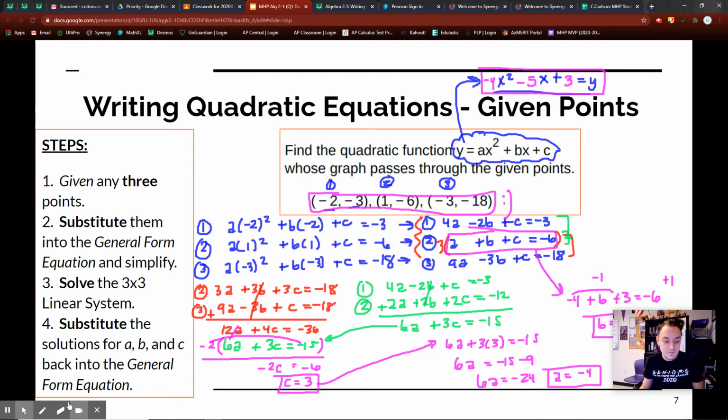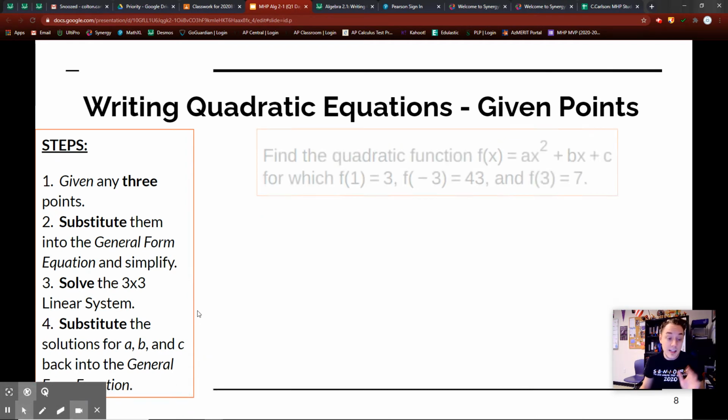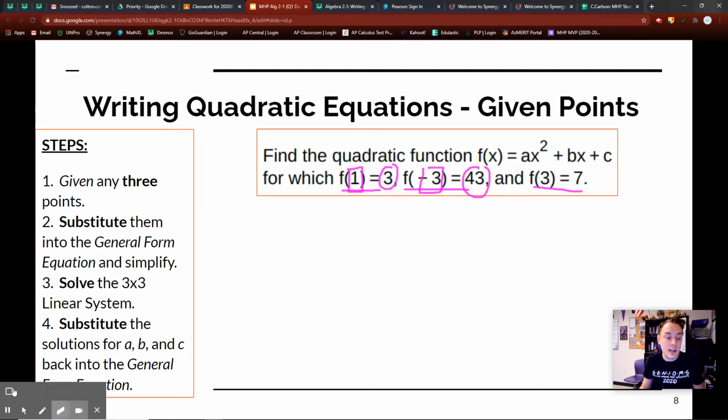So let's erase and let's go through our next example. The steps will be the exact same, but hey, we're not going to do that. We're just going to go straight to Desmos. The only part that's different about this question is that the points are not necessarily given in easy form. But if we recognize that this is x, that is y, this is x, and that is y, then we can easily follow through with these points.